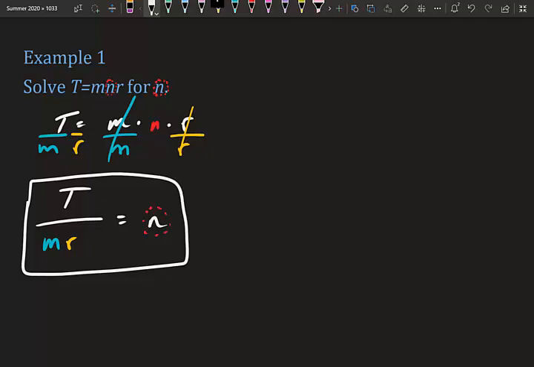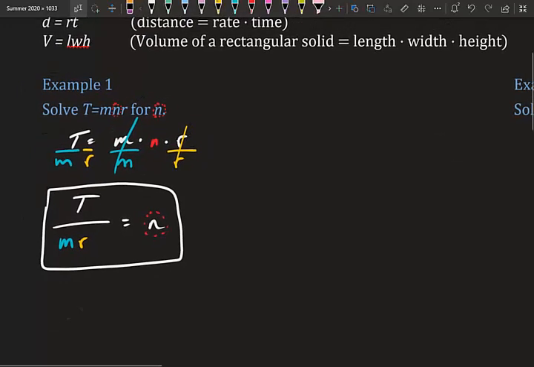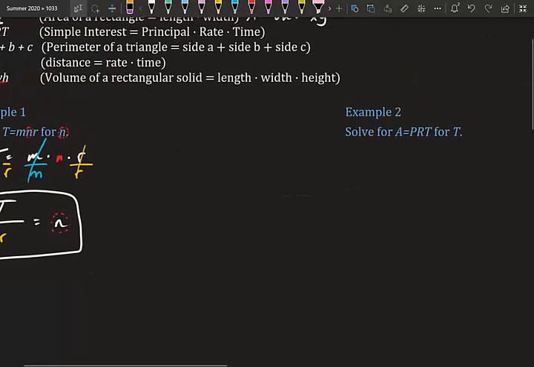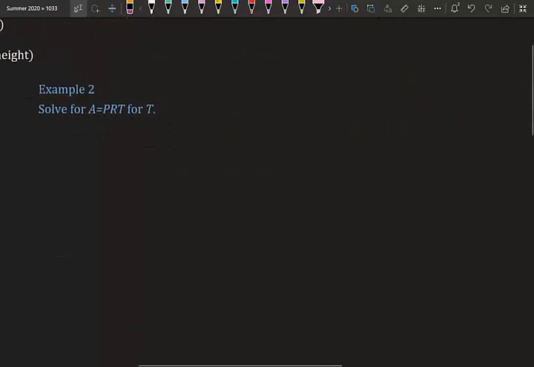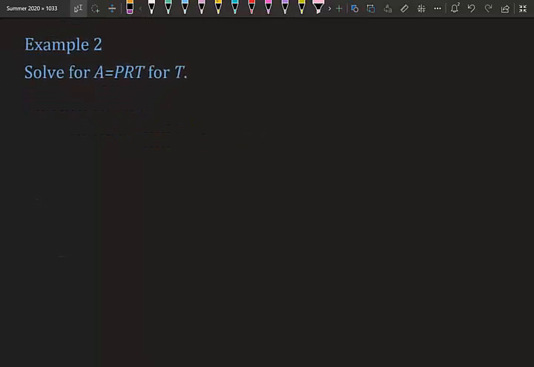So what I want you to do, and again, I'm going to repeat myself a lot for the first few videos, is for example 2, go ahead and pause the video, and I want you to try example 2. So solve for T, and it's very similar. So if you get stuck, look at example 1, okay?